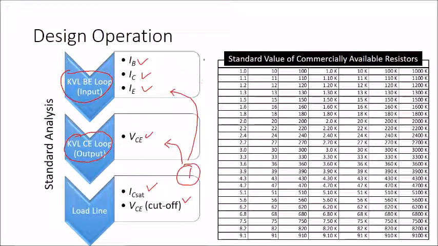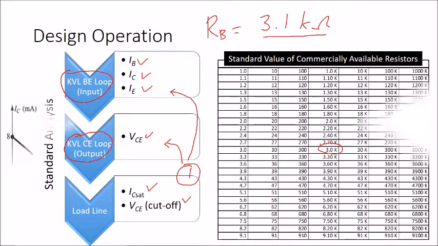Once we find the value of a resistor, for example RB equal to 3.1 kilo ohm, this is your calculated value. But for designing, we have to use actually available resistors. For example, there is no 3.1 kilo ohm resistor, so instead we can use the closest value, which is maybe 3.0 kilo ohms.